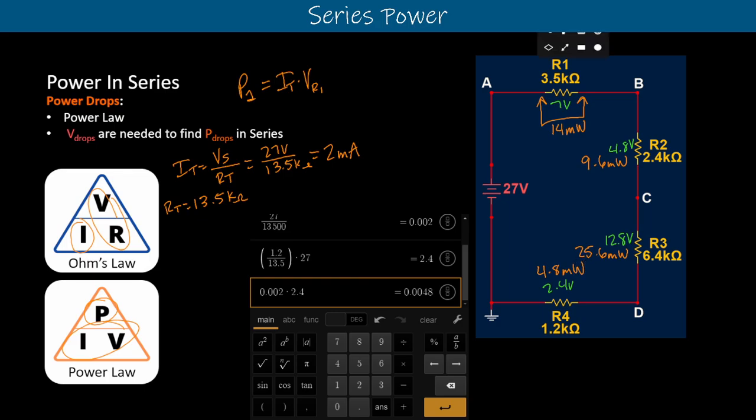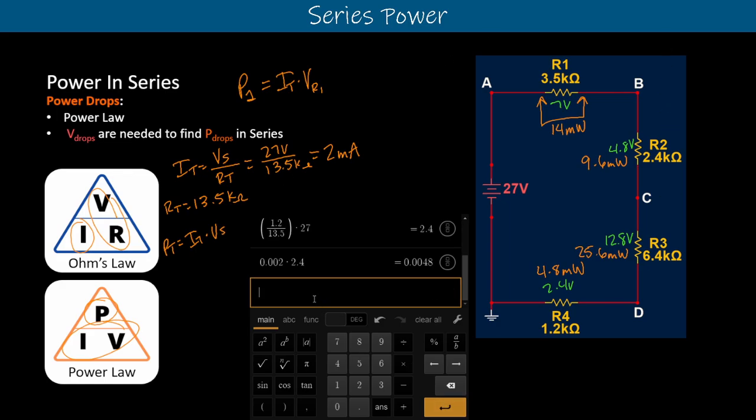So this is verifiable. We can double check this by summing these together and proving our total power, because we know total power, PT, is equal to our IT multiplied by our voltage source. So let's do that. Let's say that our IT is that 0.002 multiplied by our total voltage of 27 volts. So we expect our total power, PT, to equal, moving that decimal point over by 3, 54 milliwatts. That means that the sum of all of our power drops should equal this exact same value.